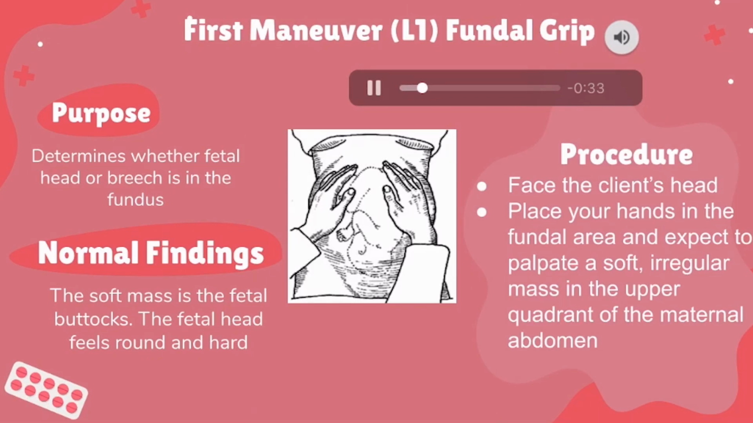The first maneuver, or the fundal grip, helps determine whether the fetal head or breech is in the part of the uterus that is superior to the entrance of the uterine tubes, or the fundus. To assess whether the fetal head is in the fundus, the nurse will be facing the client's head with hands placed in the fundal area, and a soft, irregular mass in the upper quadrant of the maternal abdomen is expected when palpating. We will know that our findings are normal if we can feel a soft mass that is the fetal buttocks and if the fetal head feels round and hard.